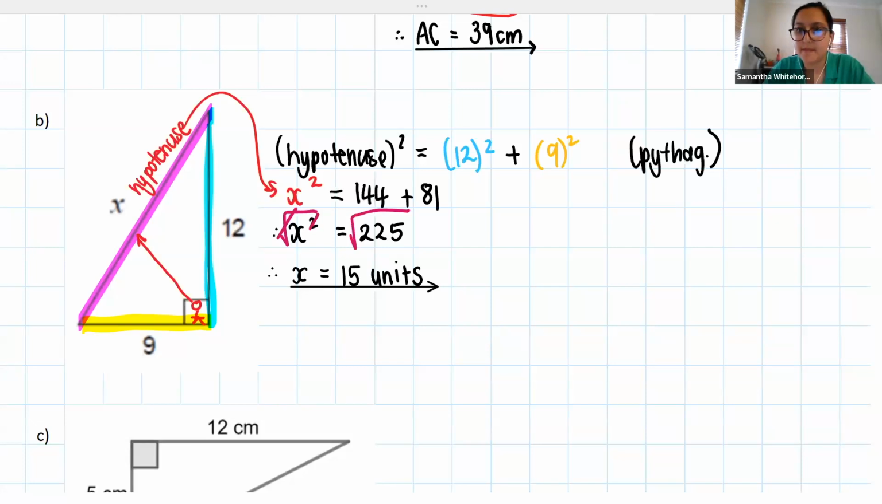Hi, miss. Miss, can I ask, what if in the exam you wrote your answer as 225? Would you get it wrong? Yeah, you haven't completed it. You have to do the square root in order to get the length. Right now, you've got the length squared. We just want the length. So we have to do the square root. Yes, ma'am. Thank you. Sure.